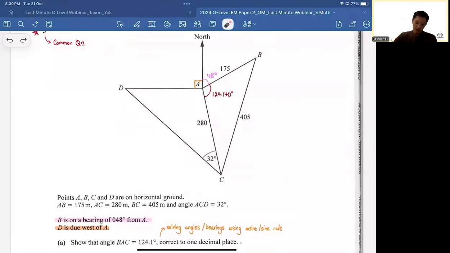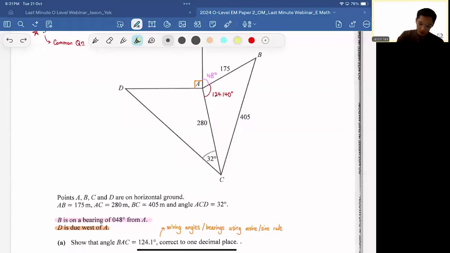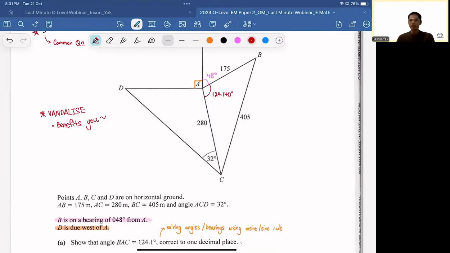All right. So in this case, I would say you may not hear this phrase in your teachings, but since you are here, please vandalize. Vandalize your diagrams and make sure it benefits you. So this is one pointer I leave for you. Vandalize doesn't mean you draw graffiti there. No, you vandalize by adding extra detail.